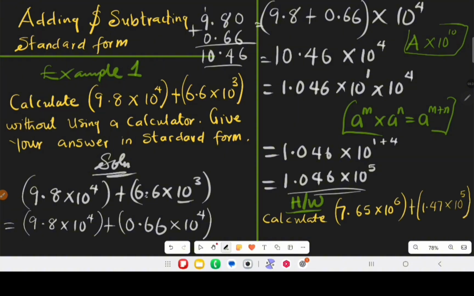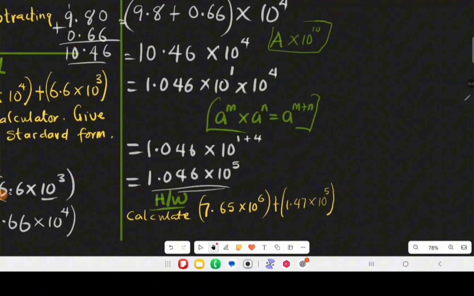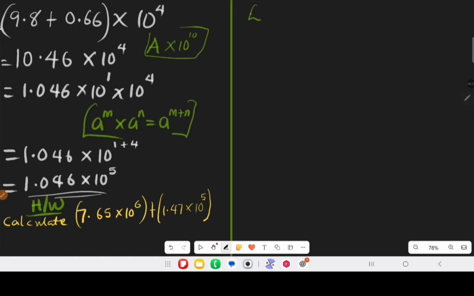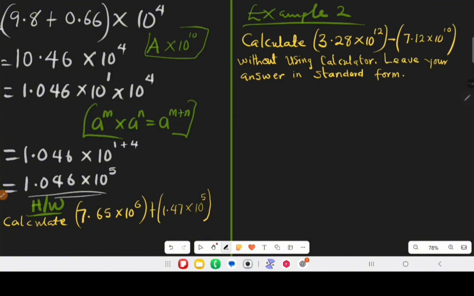Now, we move further to subtraction of standard form. We take example 2, which will be talking about subtraction. Example 2 is talking about subtraction of standard form. Calculate 3.28 times 10 raised to the power of 12 minus 7.12 times 10 raised to the power of 10. Solution.